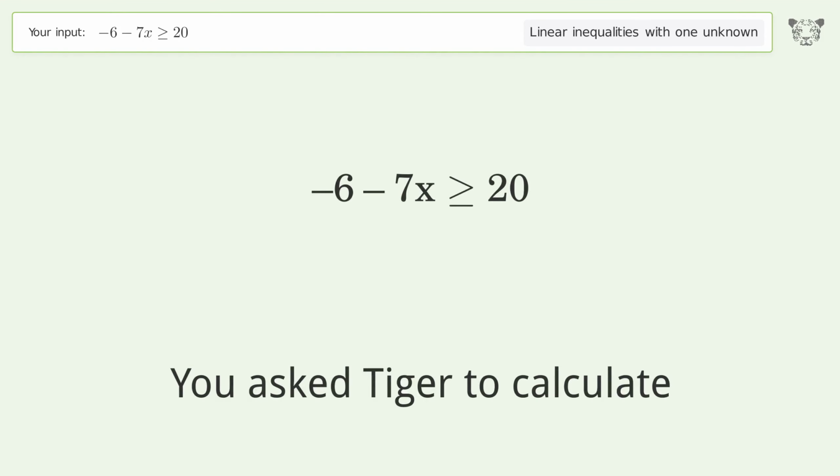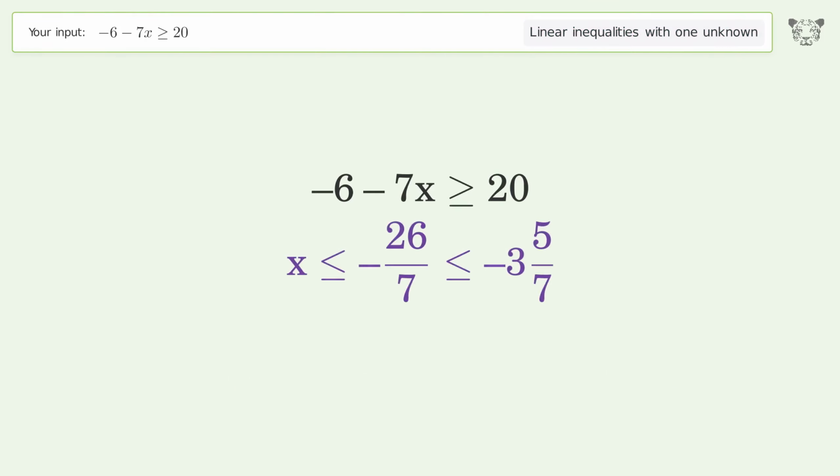You ask Tiger to calculate. This deals with linear inequalities with one unknown. The final result is x equal or smaller than negative 26 over 7, equal or smaller than negative 35 over 7. Let's solve it step by step.